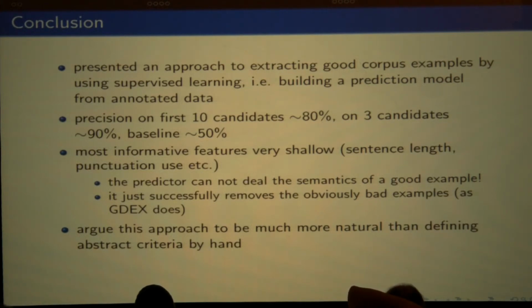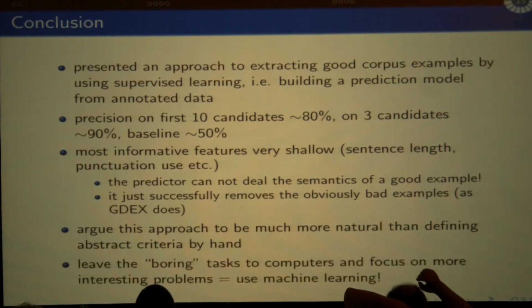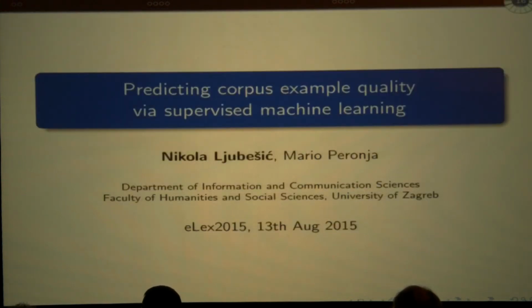So here you just really tell the computer, okay, this is good, this is bad, and it learns from that. And you don't have to say, okay, I want only examples that have 62.5 of something, which is much more abstract. And finally, my message would be, that's probably what many have already said, there are some boring tasks in lexicography, as in all the other fields, and machine learning can deal with these tasks very well, so we should leave them to computers and focus on the harder examples, and there are many of them, as we know. So, thank you.